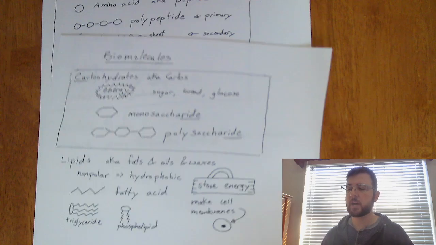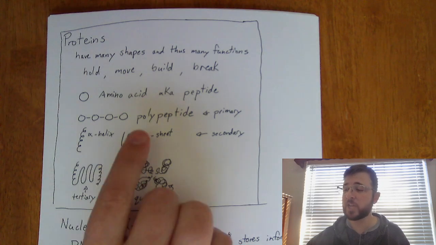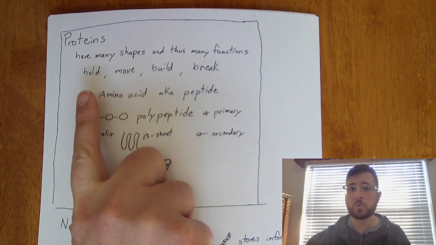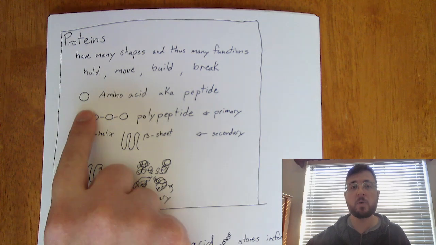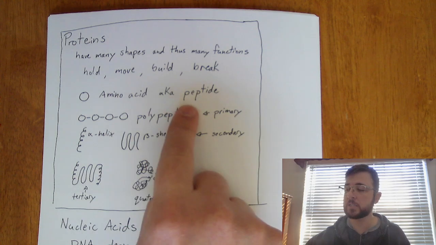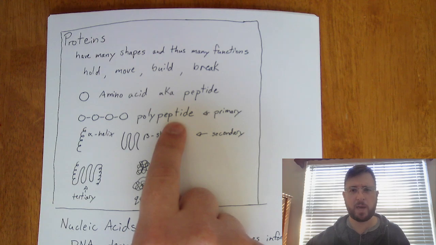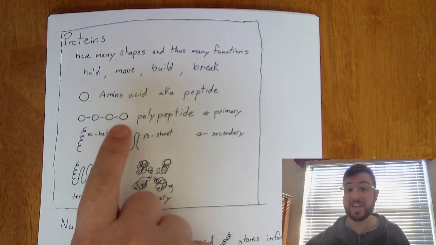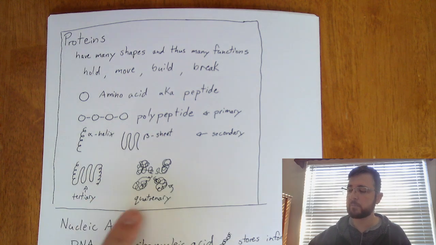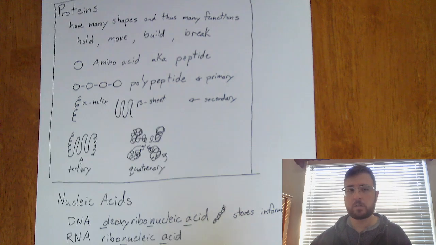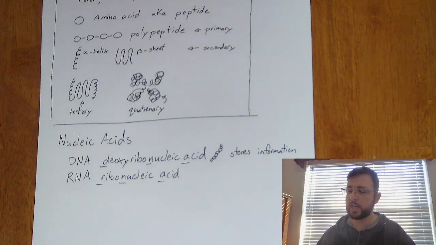The next group we talked about was proteins. Proteins have many different shapes and many different functions. They can hold, move, build, and break. Their monomers are called amino acids or peptides. We group these together to make polypeptides. Are you seeing a pattern here? We had polysaccharide and now polypeptide. We've got complex structures created by nucleic acids. And you know what? We didn't talk about the monomers of nucleic acids.